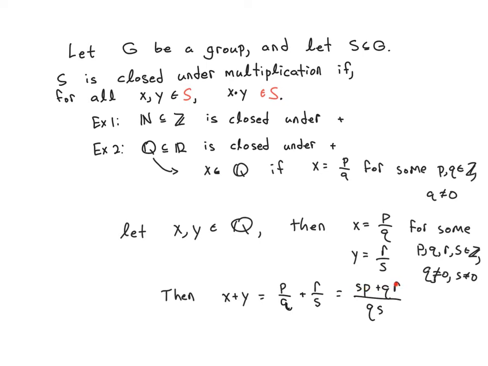And since s, p, q, and r are all integers, s times p and q times r are integers, and this sum is also an integer. Similarly, q times s is also an integer, and so you have a ratio of integers. Moreover, since q and s are not zero, q times s is not zero either, and so we do in fact have a fraction. And so that's the point of being closed under multiplication. It says if you take any elements in your subset, the product is also in your subset.